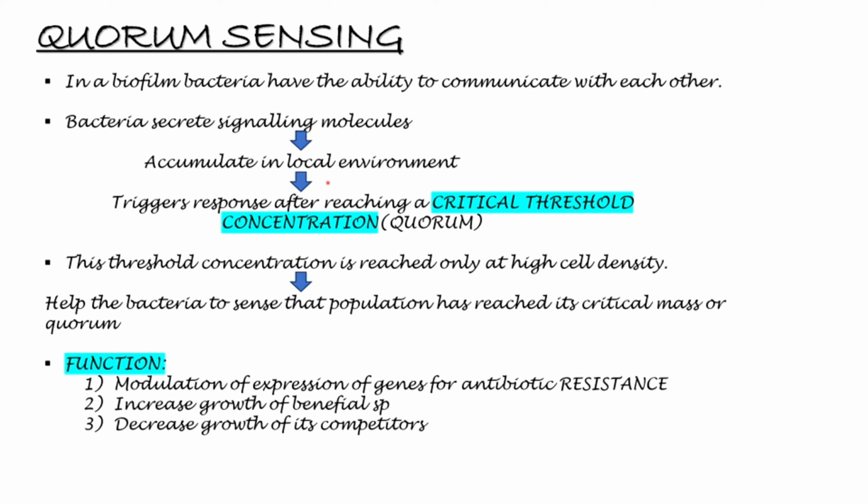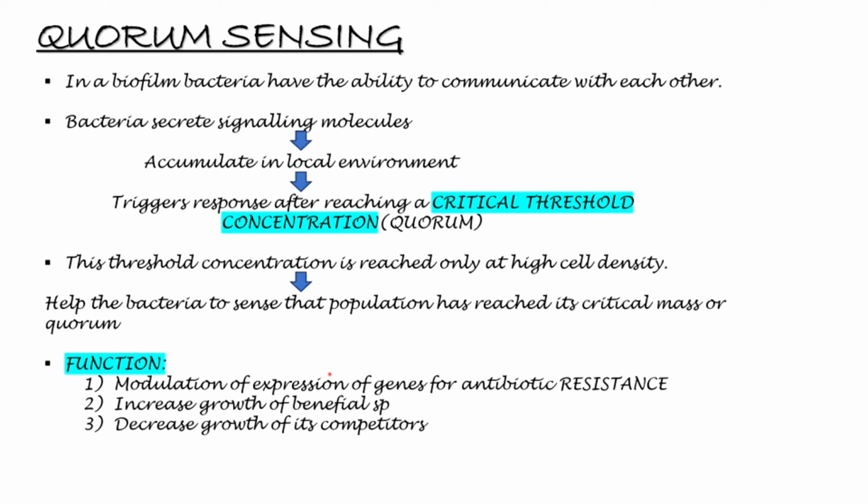This triggers a response after reaching a critical threshold concentration. This critical threshold concentration is reached only at high cell density, only if that particular species of bacteria is high in number and every bacterium is secreting the same signaling molecules. This helps the bacteria sense that the population has reached its critical mass, or quorum.